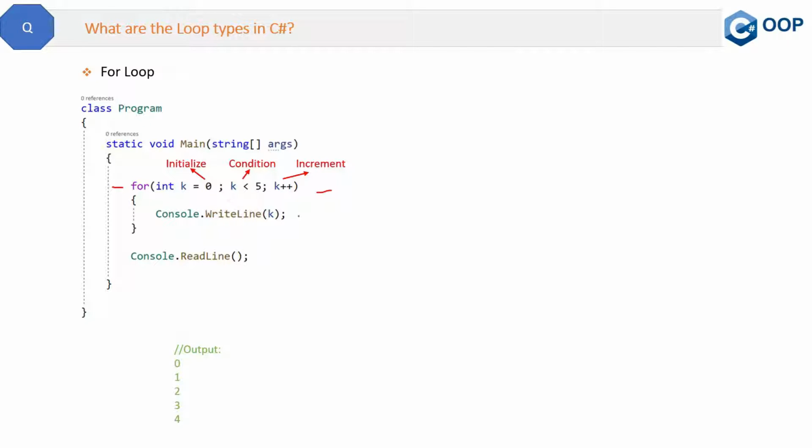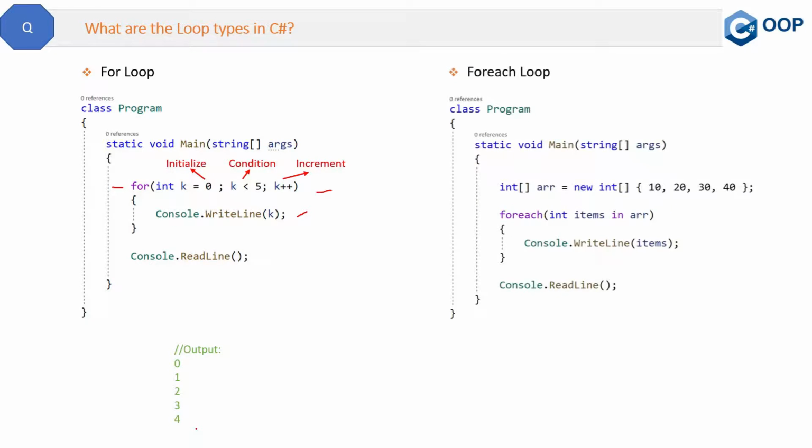I think you know the output. It will print 0, 1, 2, 3, 4. That is quite expected. The next type of loop, which is very important and very much used in .NET, is the foreach loop. See the code here. This is one of the most used loops in C#, and mostly it is used to iterate collections, like array, array list, list, hash table. All these are iterated by this foreach loop only.